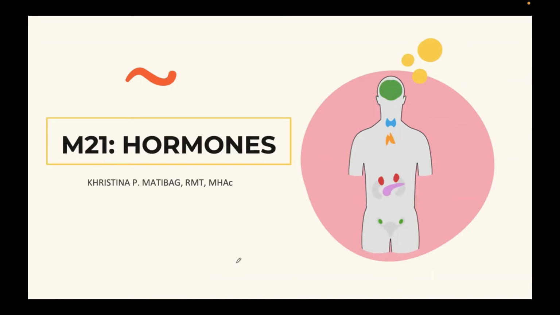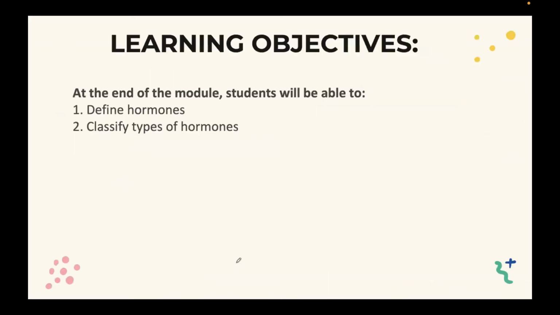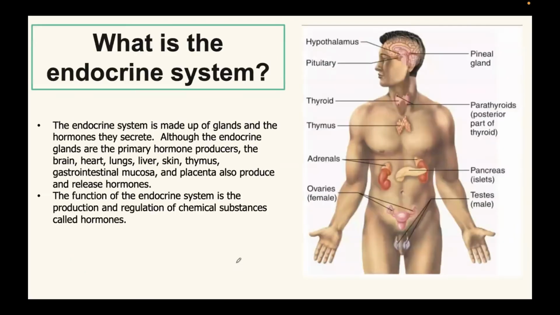And for today's lecture, we will discuss your Module 21, which is about your hormones, and Module 23, which is about your immune response. For your learning objectives at the end of the module, the students will be able to, number 1, define hormones, and number 2, classify types of hormones.